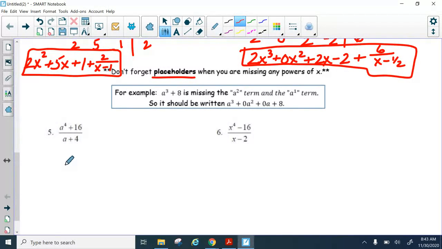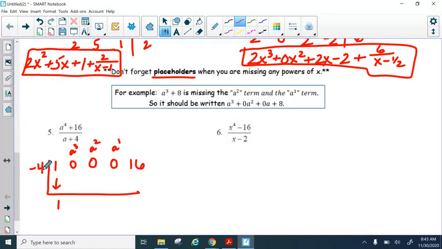So for number 5, I do have that situation. I have a to the fourth, but I have nothing in between. So what we do here is we would have 1 a to the fourth, 0 a to the third, 0 a squared, 0 a to the first, and then you have your 16. So it's got to go in descending order. So this would have been the a to the thirds, the a squareds, the a to the firsts, and so on. Since I'm dividing by a plus 4, that becomes minus 4. And then you go ahead and do your synthetic division.